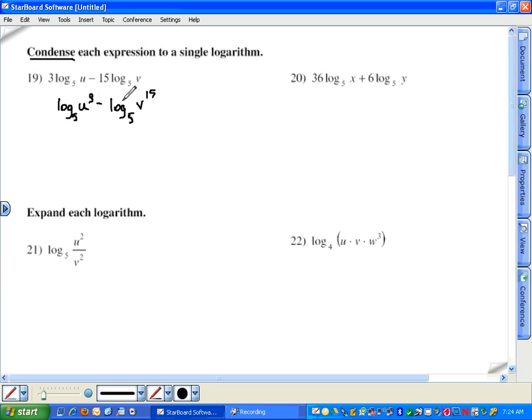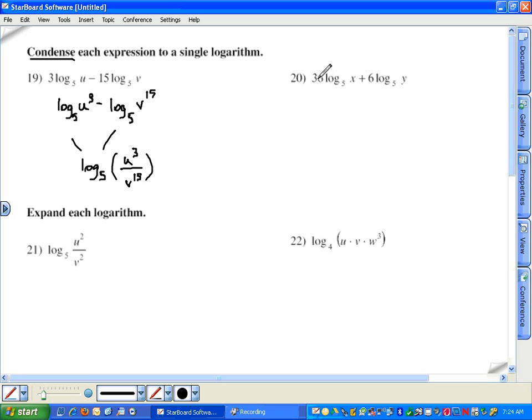Now we look at what separates the two logarithms. A subtraction sign means that this is the quotient property. So when we condense these two logarithms into a single logarithm, we need to form a quotient now with these values, u to the third over v to the 15th.